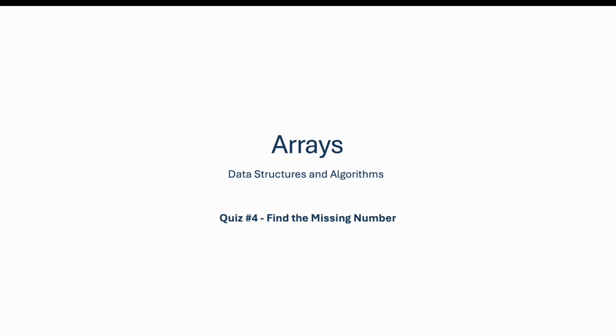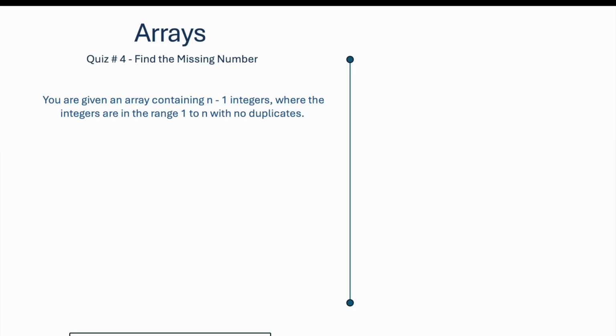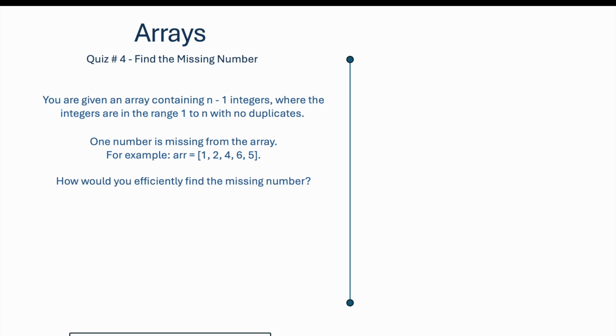Quiz 4. Find the missing number. You are given an array containing n-1 integers, where the integers are in the range 1 to n with no duplicates. One number is missing from the array. If you see the example array, we have 1, 2, 4, 6, 5. So obviously 3 is missing. How would you efficiently find the missing number?